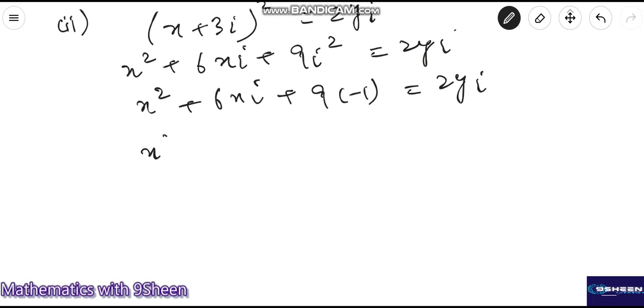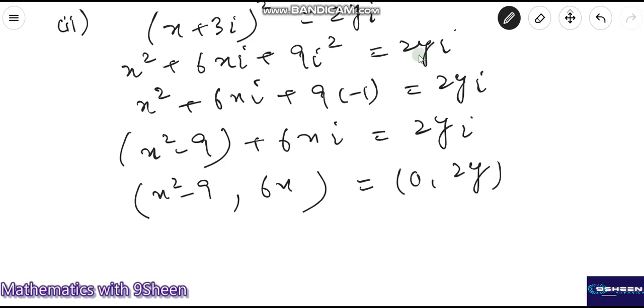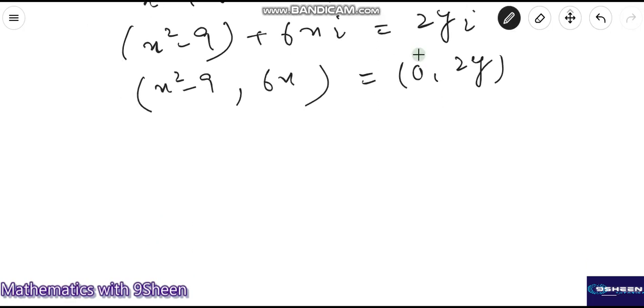It is x square minus 9, your real part, and plus 6x iota, the imaginary part, and here is 2y iota. Write it in bracket form: x square minus 9 is the real part and 6x is the imaginary part. Here there is no real part, so 0, and imaginary is 2y. That's why x square minus 9 is equal to 0. X square is equal to 9. X is equal to plus minus 3.